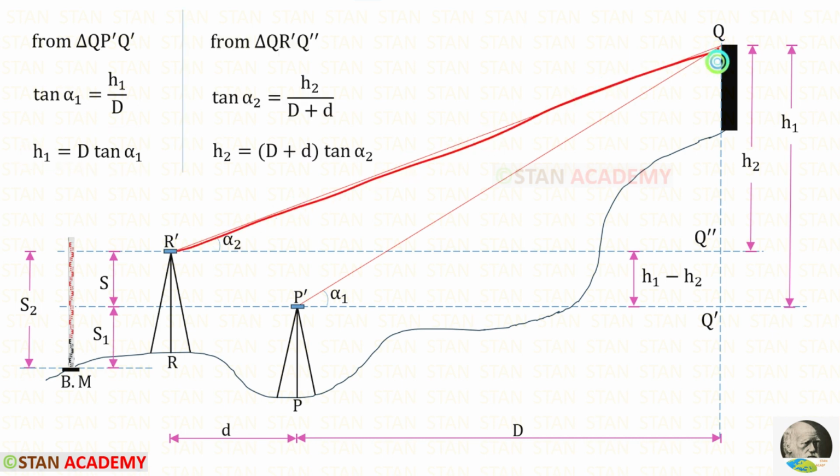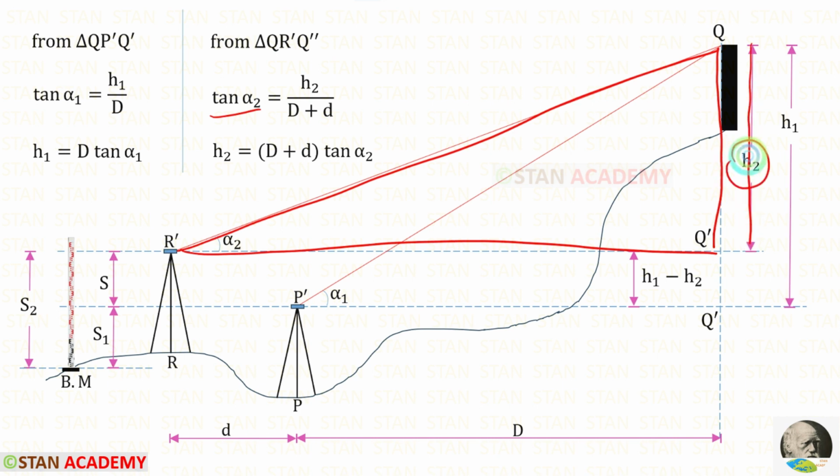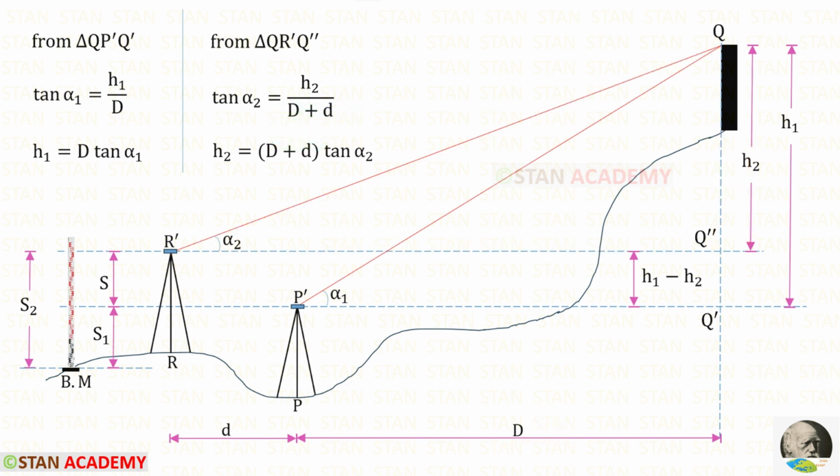Now let us take this triangle. In this triangle, let us apply the tan theta formula. Tan alpha 2 will be equal to the opposite side H2 upon the adjacent side D plus d. We can take D plus d on the other side, so it will come in the numerator. In this way, for H2, we will get D plus d into tan alpha 2.